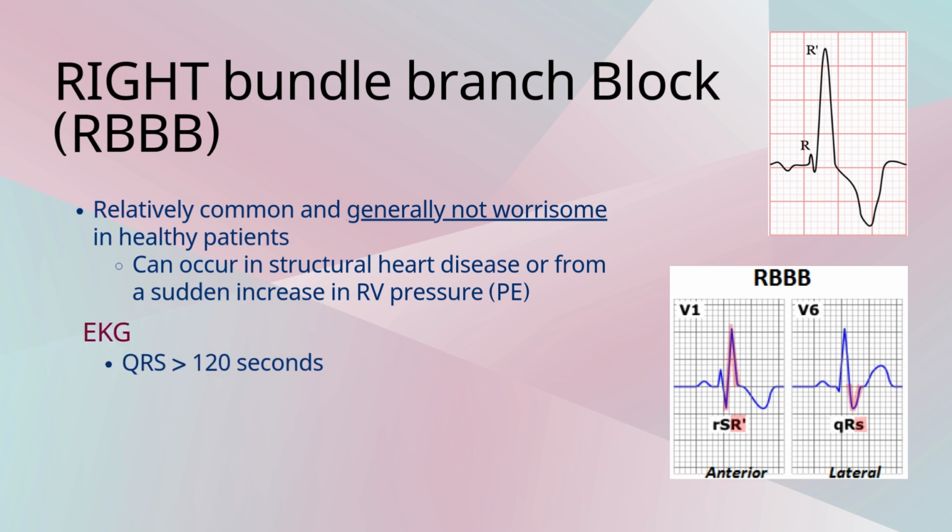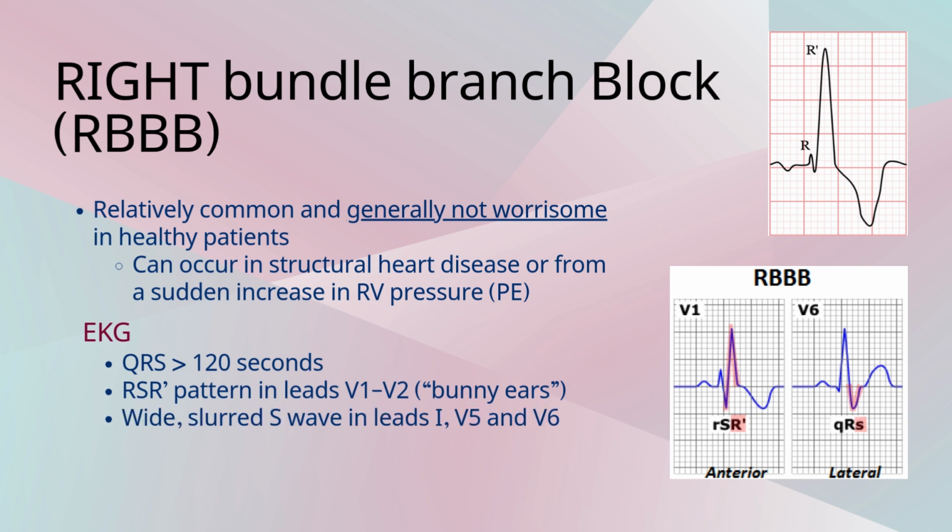If it's a right bundle branch block, you'll see the classic, of course, widened QRS, but the key feature is an RSR prime pattern in V1. We call them rabbit ears. And in the lateral leads, so 1, AVL, and V6, you'll notice a wide slurred S wave.